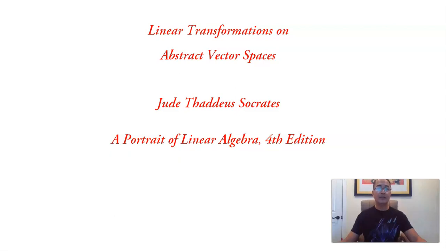Today's video is about linear transformations on abstract vector spaces. So back in chapter 3, we learned about linear transformations from one Euclidean space to another. So maybe we have T going from R3 to R5, or maybe T goes from R4 to R2. So we saw that these linear transformations have to satisfy two special qualities, and we constructed matrices for these linear transformations.